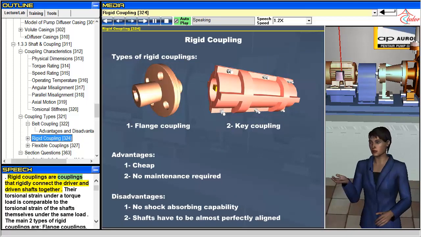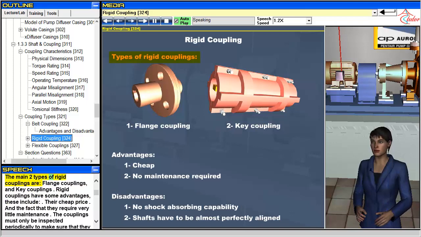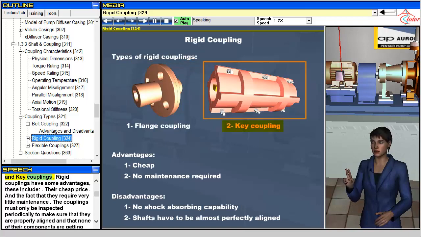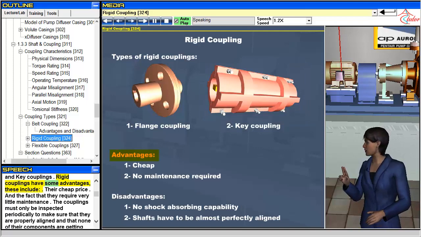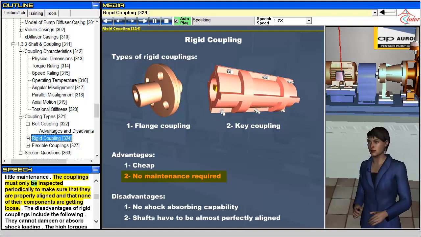Rigid couplings are couplings that rigidly connect the driver and driven shafts together. Their torsional strain under a torque load is comparable to the torsional strain of the shafts themselves under the same load. The main two types of rigid couplings are flange couplings and key couplings. Rigid couplings have some advantages. These include their cheap price and the fact that they require very little maintenance. The couplings must only be inspected periodically to make sure that they are properly aligned and that none of their components are getting loose.